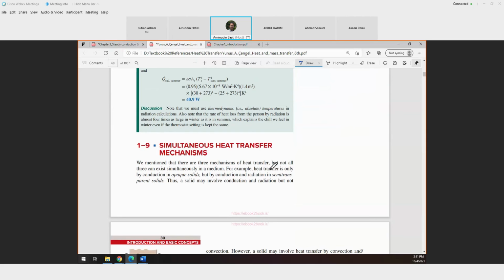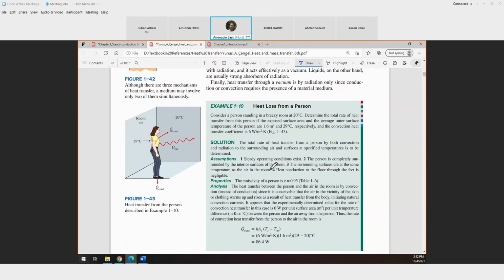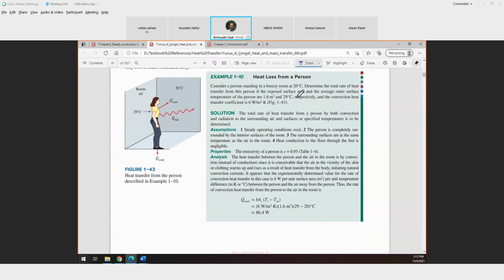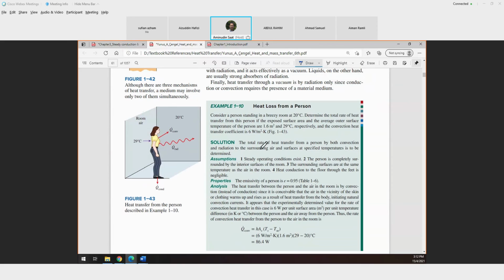Sometimes you can forget, sometimes you can neglect, sometimes you cannot. Here for example, this is the heat loss from a person. See what is the value of the convection coefficient? The convection coefficient is 6. 6 is very small compared to 25. Because this value is very small, the effect of radiation is quite significant.